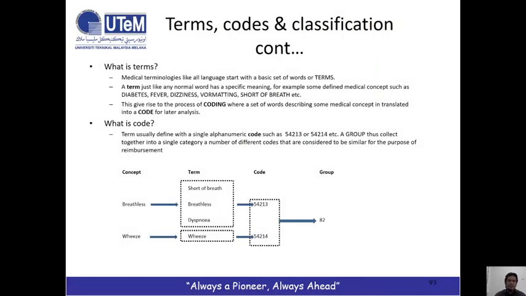Okay, so the question is, what is a term? A term is a medical terminology. Like all languages, it starts with a basic set of words or terms. Like I said just now, it's a word: vomiting, dizziness, fever, diabetes, short of breath. In Malay, susah bernafas.